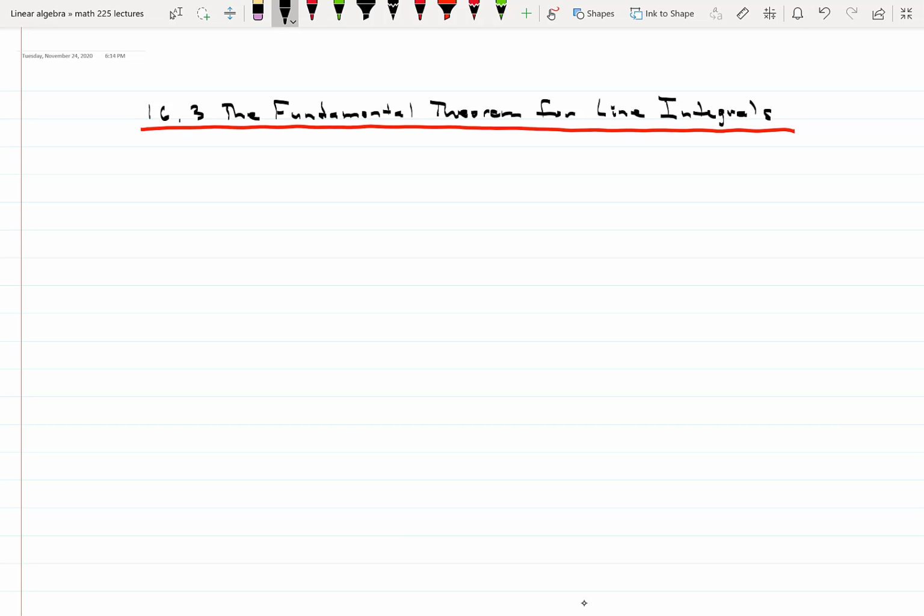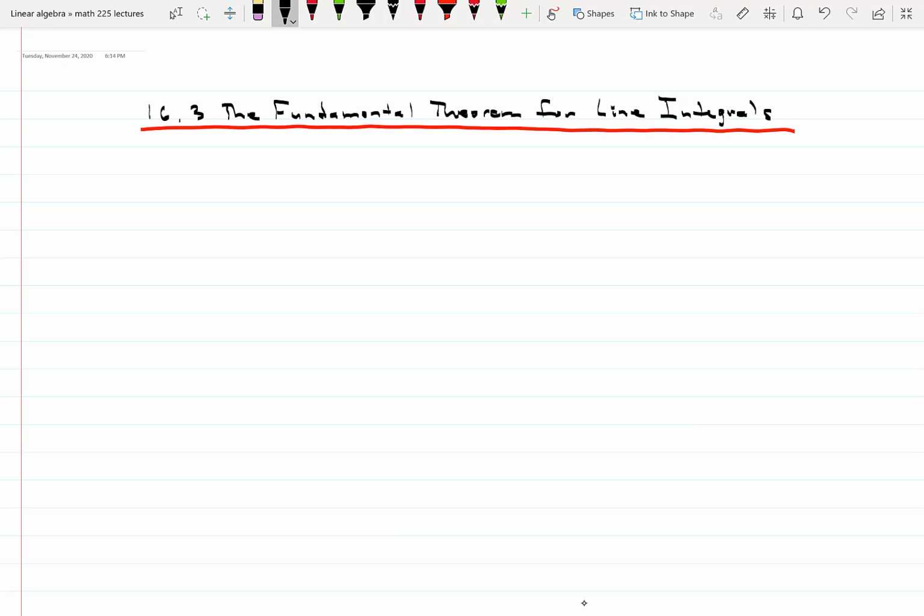Before we get to the actual Fundamental Theorem, we need to talk about something extremely important in physics and, more generally, in the mathematics of the sciences, called conservative vector fields. So let's take a look at a definition.